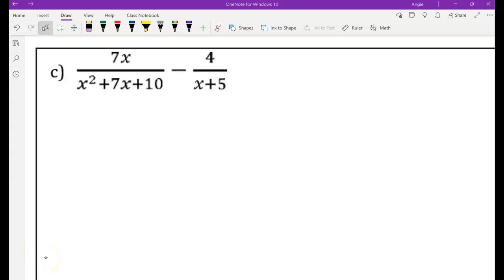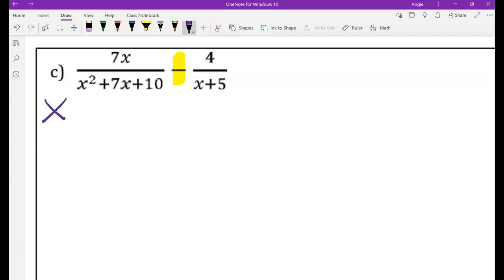So example C now says 7x over x squared plus 7x plus 10 minus 4 over x plus 5. So be careful with the minus, right? So steps 1 and 2 say factor and state the restriction. So that's exactly what we're going to do.